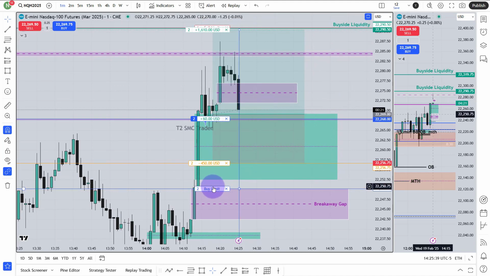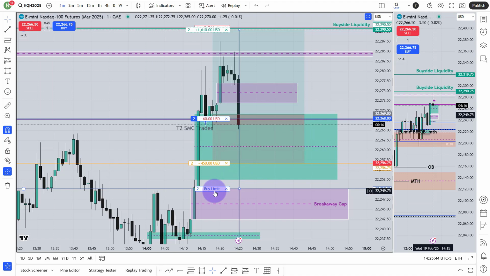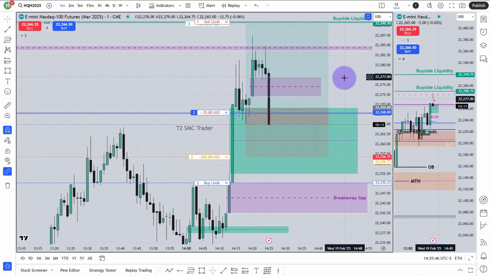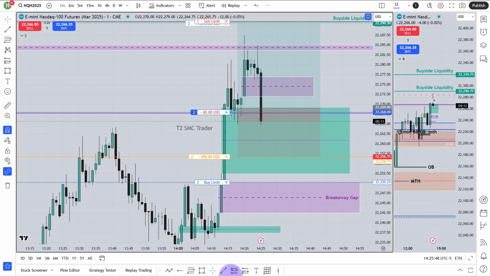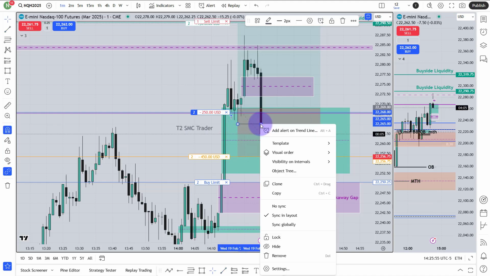This buy limit will be there because if I get stopped out here, I will take re-entry from this buy area. So it has taken this low, as you can see here. This low has been taken, which is the liquidity. Okay, liquidity has been taken.